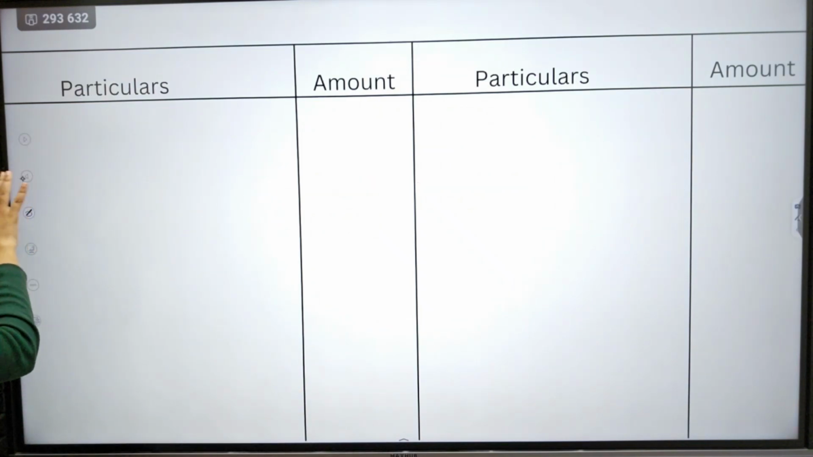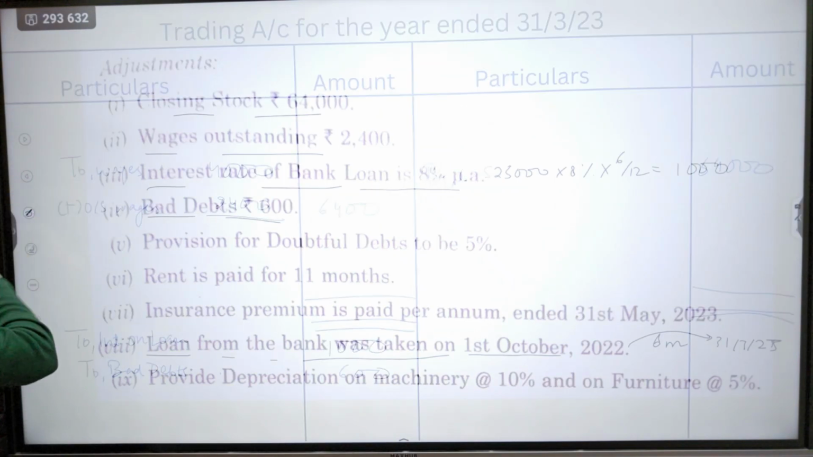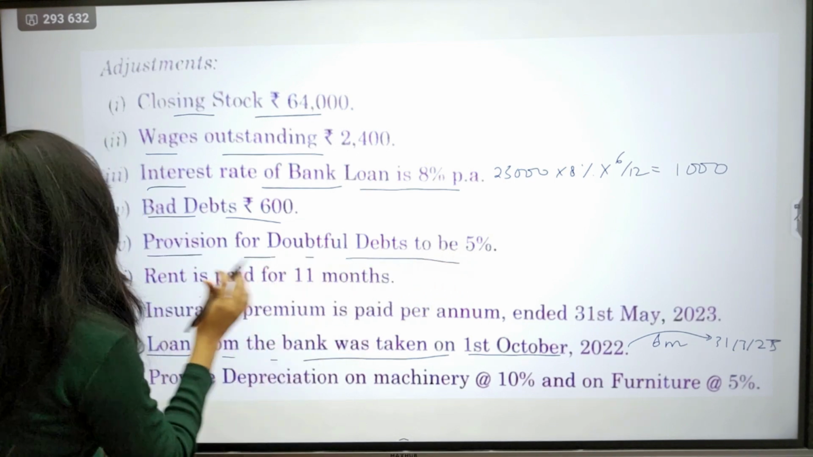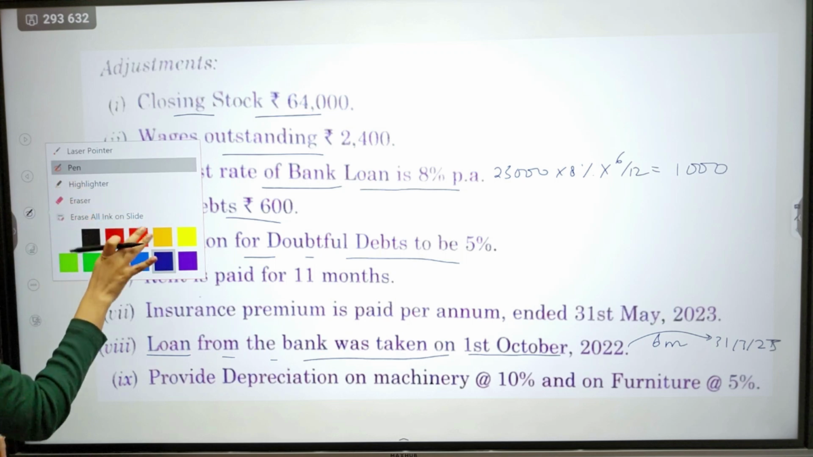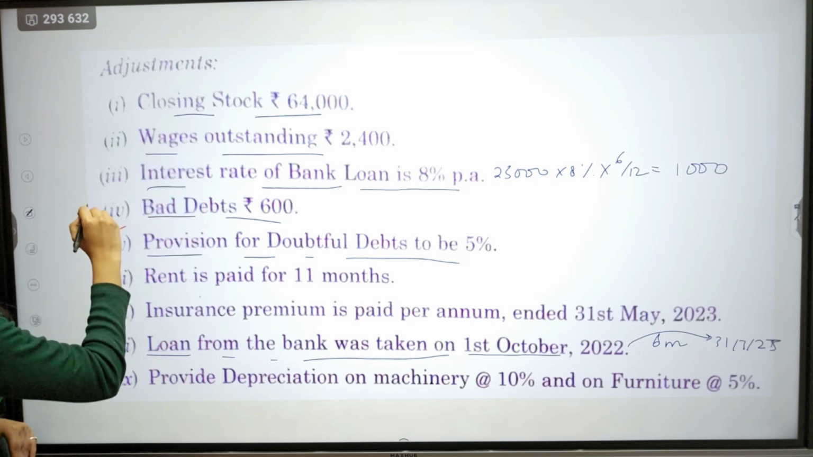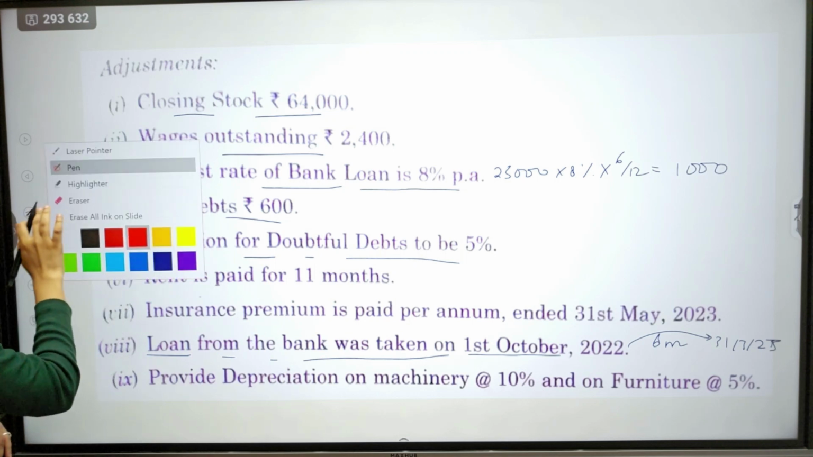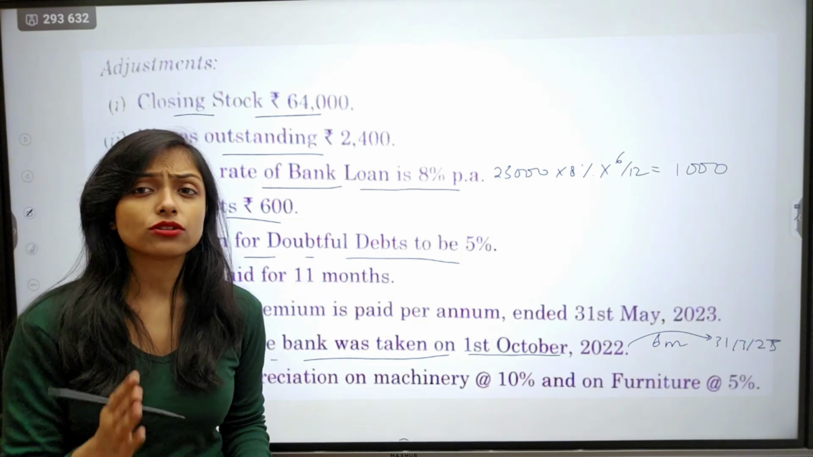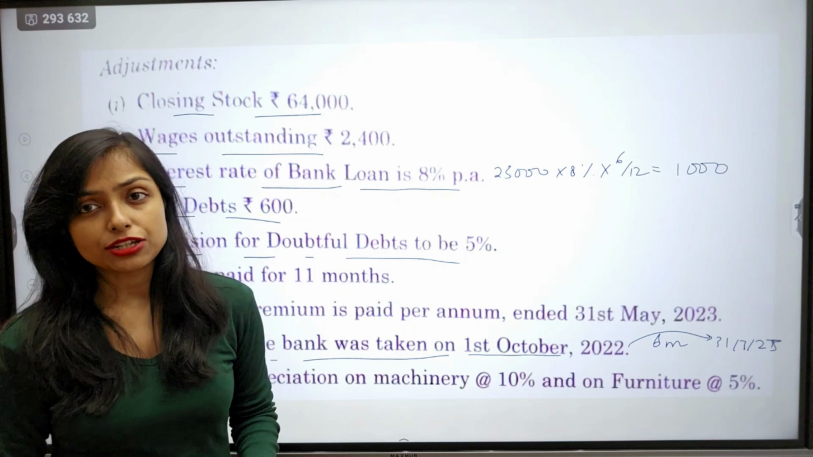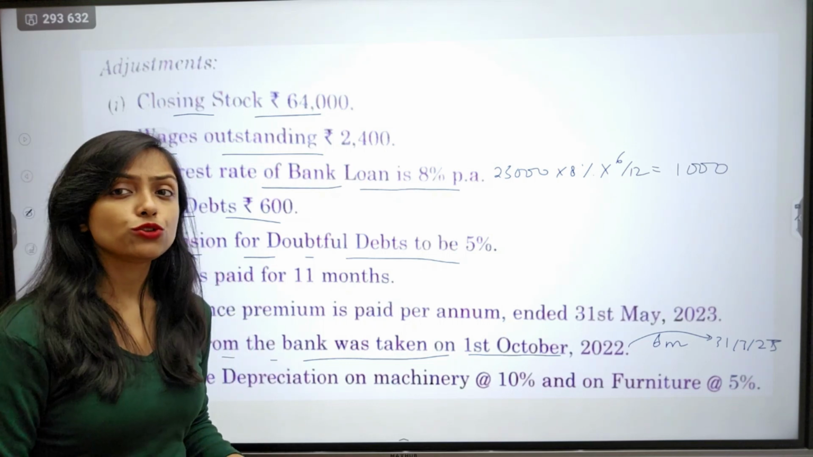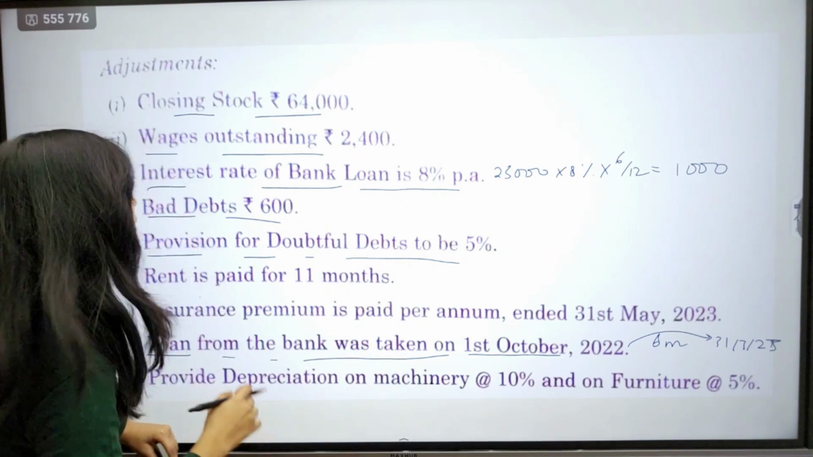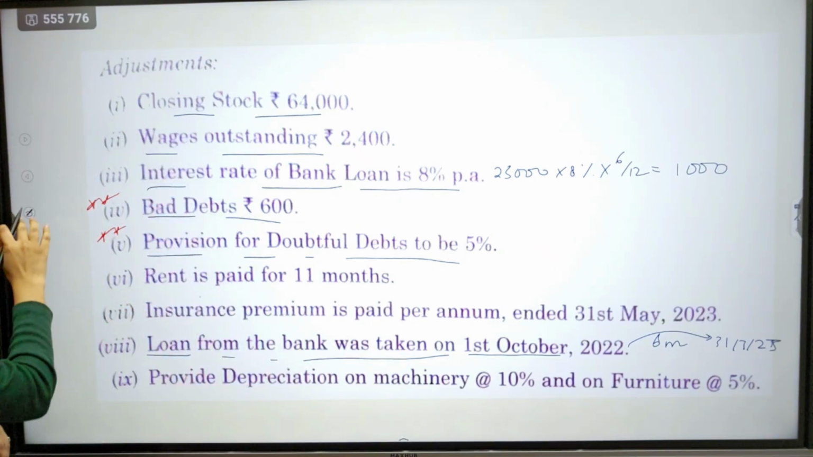We have done this also at two places. Now let's see. There is something called provision for doubtful debts, and this is very important. So this and bad debts, I am very sure that 95% this is going to come in some or the other place in your examination. Either this can come as an MCQ, or this can come in your 8 to 9 marks question as well, as an adjustment.